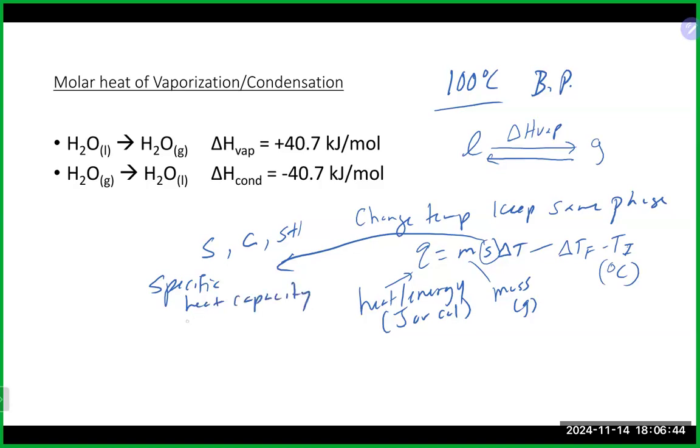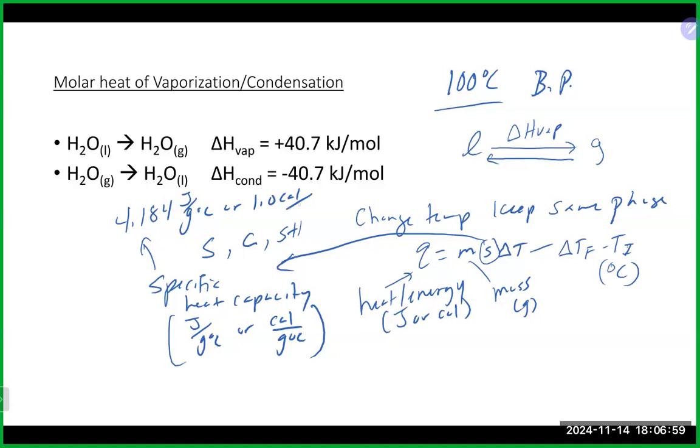And that has units of joules per gram per degree Celsius or calories per gram per degree Celsius. For example, maybe if you remember this stuff, water is 4.184 joules per gram per degree Celsius, or 1 calorie per gram per degree Celsius. The definition of specific heat is pretty much the units. It's the amount of energy required to change 1 gram of a substance by 1 degree Celsius. It's basically what the units are. So that is the energy.